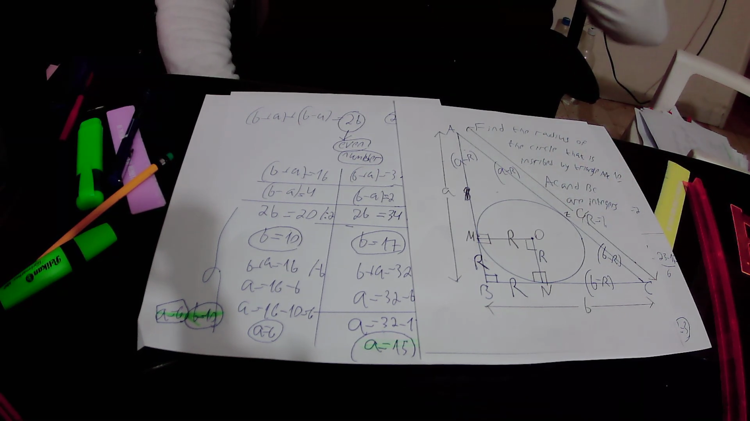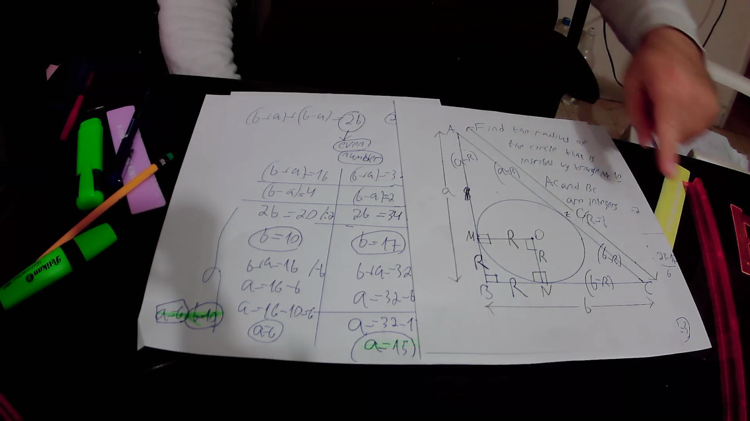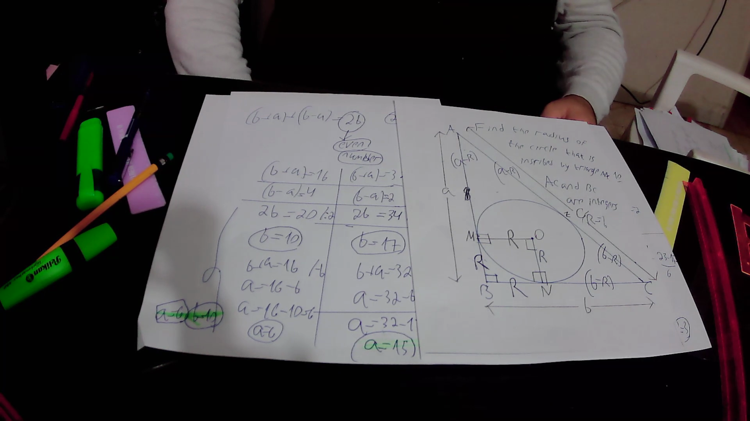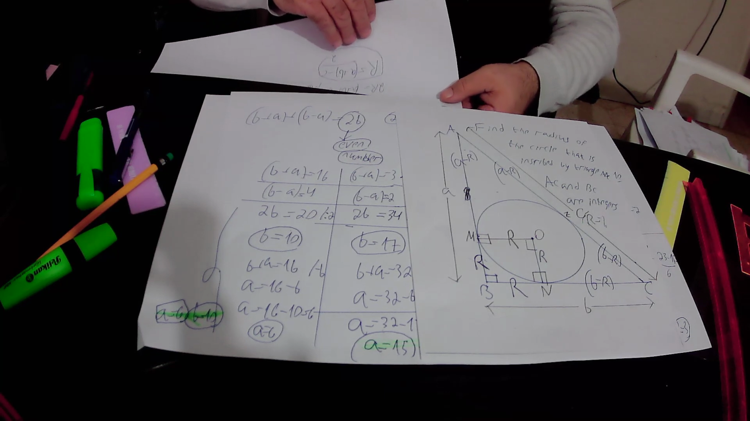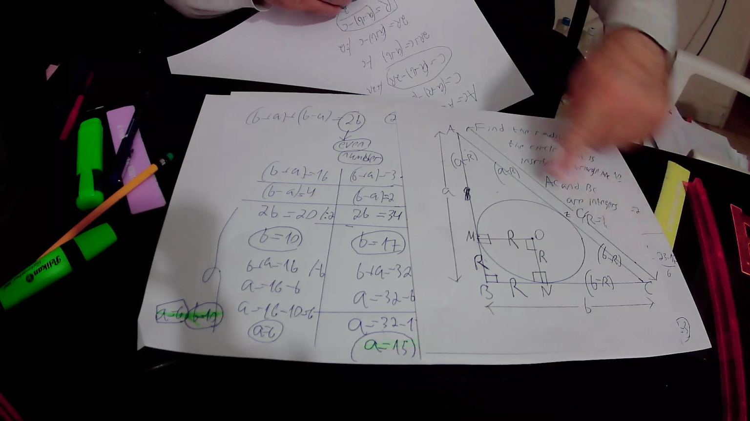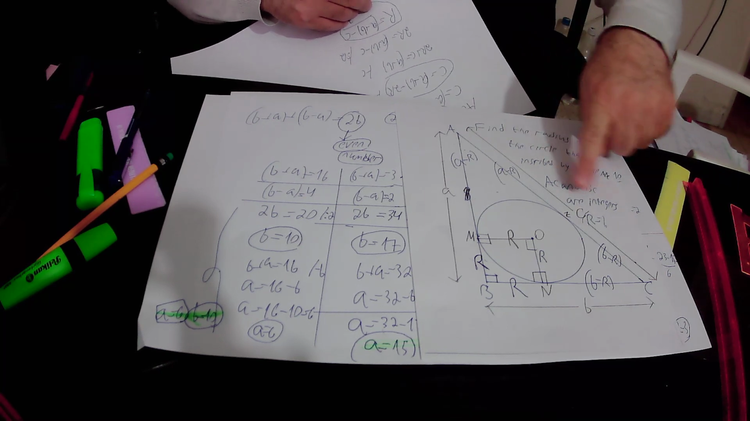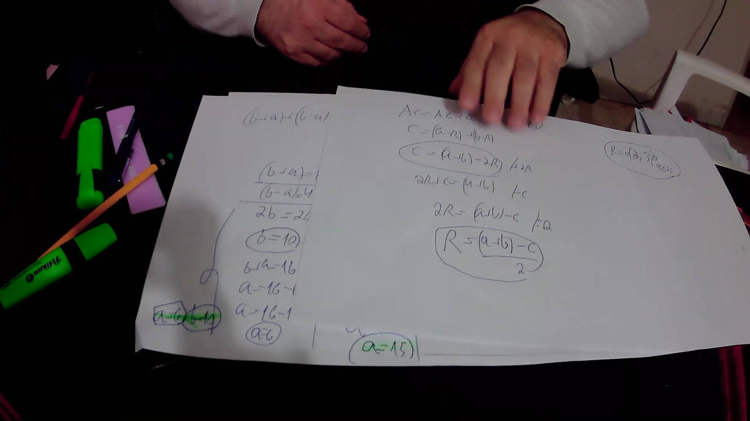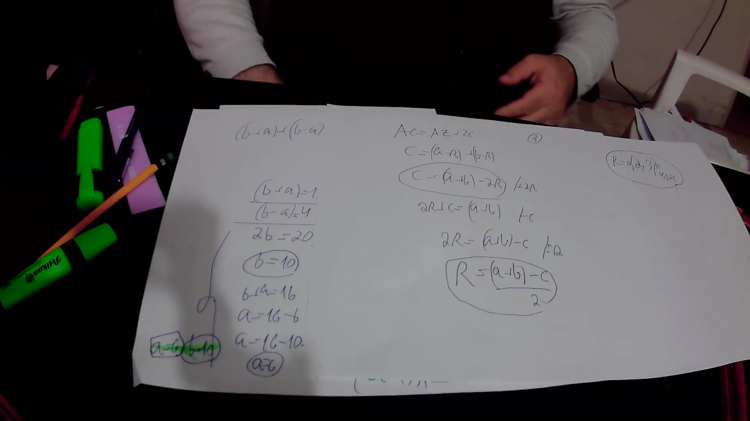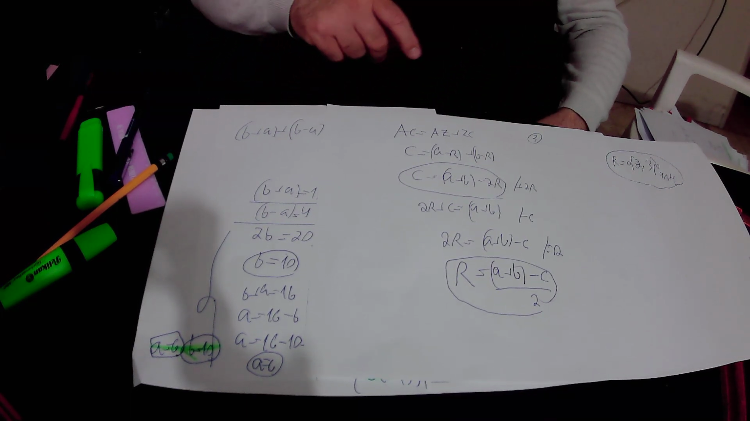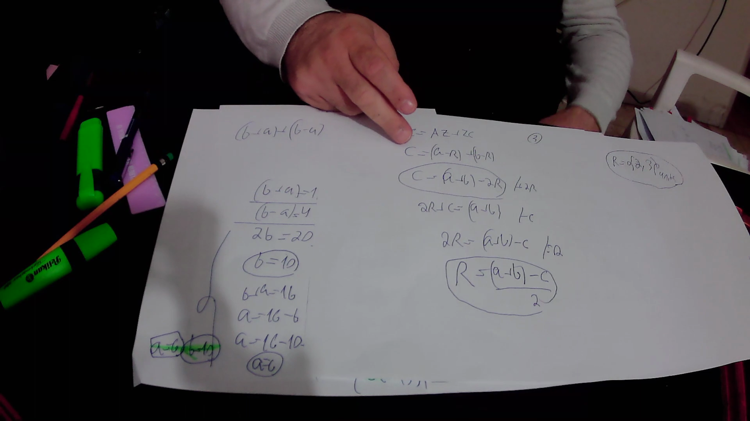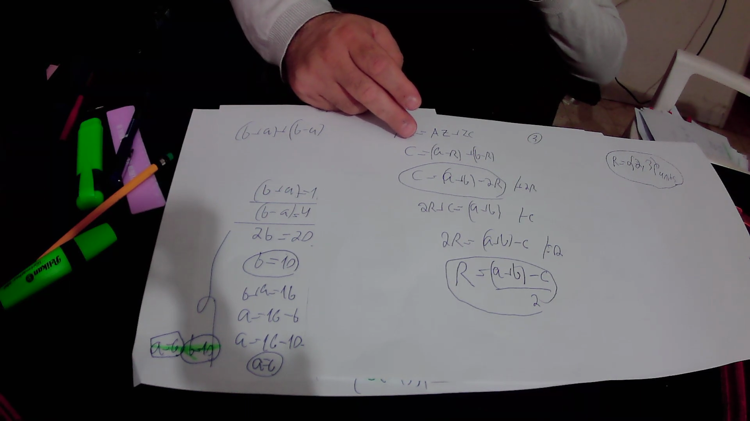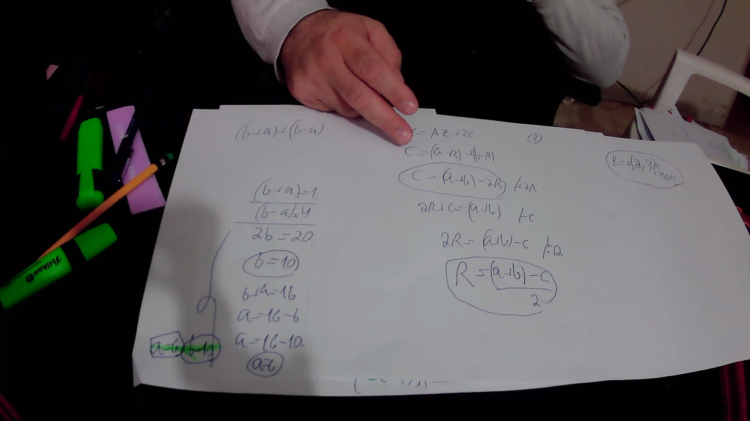So, what is the length of the hypotenuse AC? According to our definition, the hypotenuse AC equals C. From the drawing, it is easy to see that AC equals AZ plus ZC, but AZ equals A minus R, and ZC equals B minus R, and AC equals C according to our definition. So in conclusion, C equals A minus R plus B minus R. So C equals A plus B minus 2R.